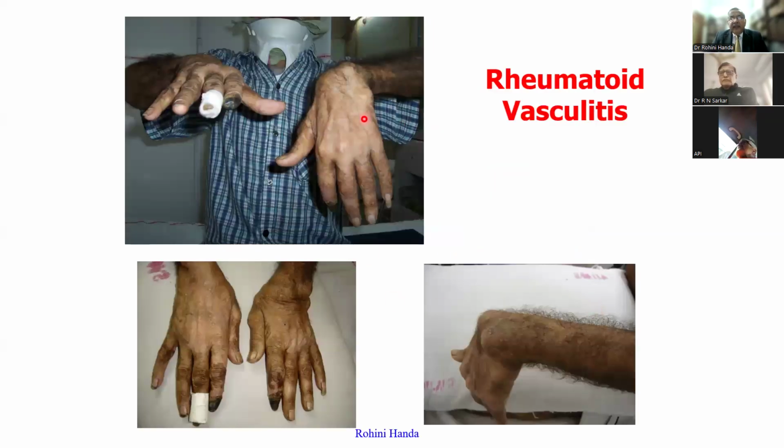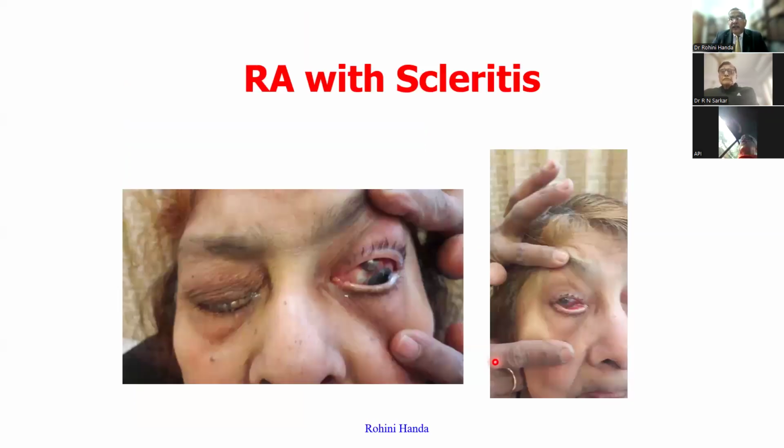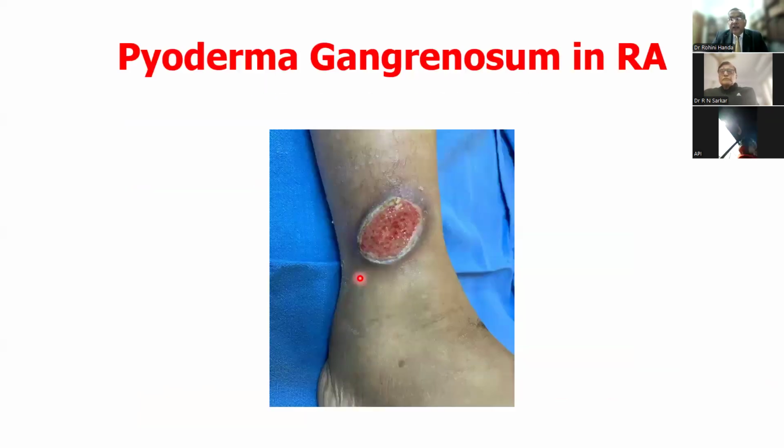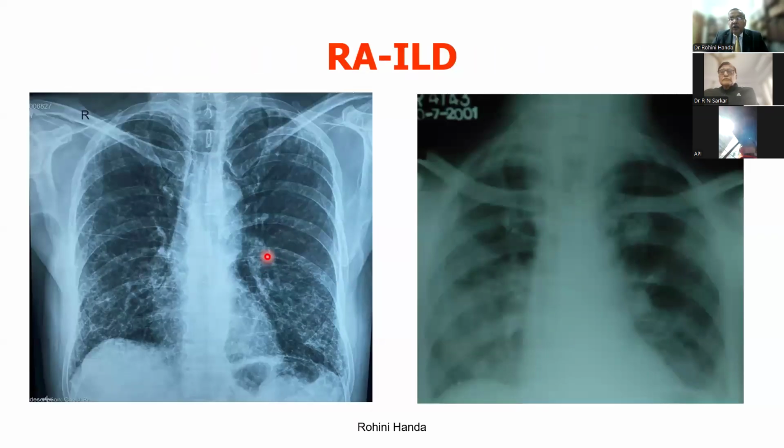These are some examples. You can appreciate this person wearing a collar, had atlantoaxial dislocation, wrist drop, digital gangrene, rheumatoid vasculitis. Rheumatoid with scleral melt. This is a lady who needs steroids. Rheumatoid with pyoderma gangrenosum. This needs glucocorticoids. Rheumatoid with interstitial lung disease.